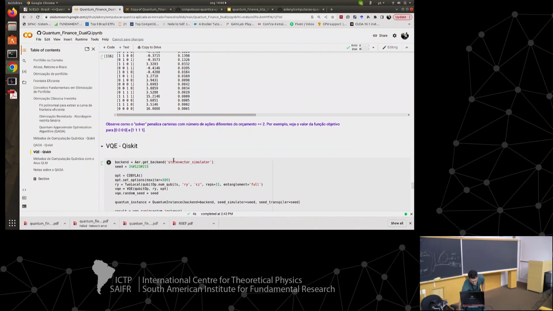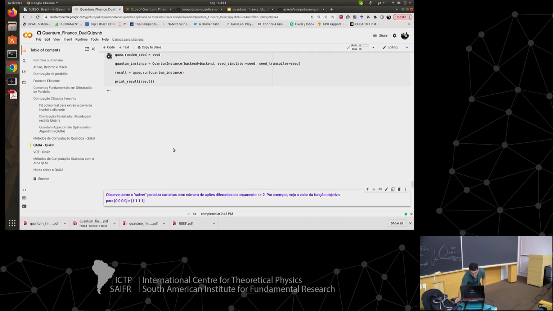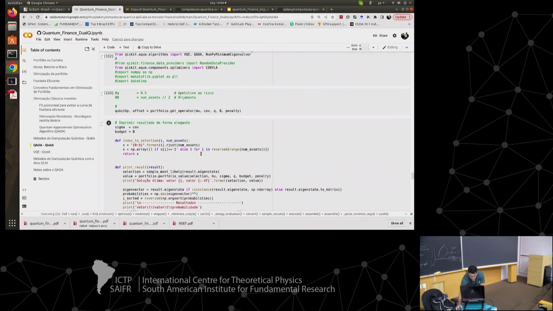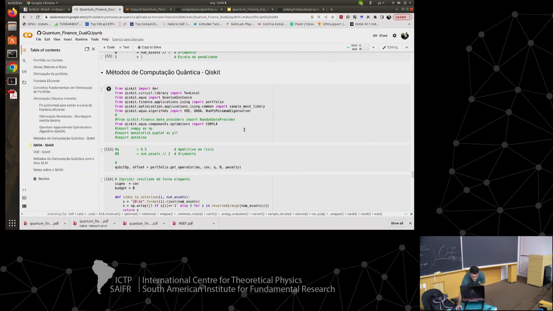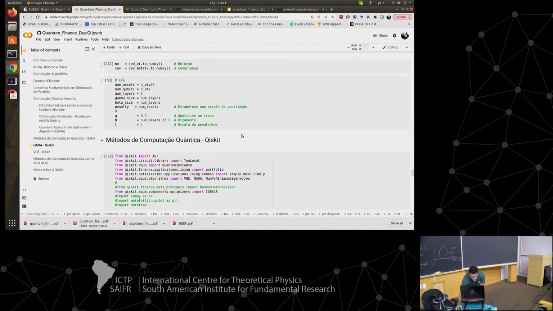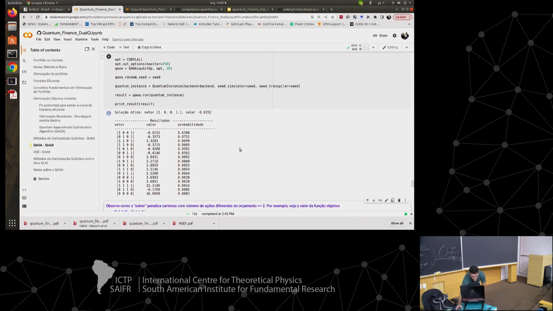So let us do this with QAOA, because let me save the one that is working, just in case. And let's see. You guys can play with many other variables, the optimizers and so on. Let's see QAOA, it worked, it even improved our solution.